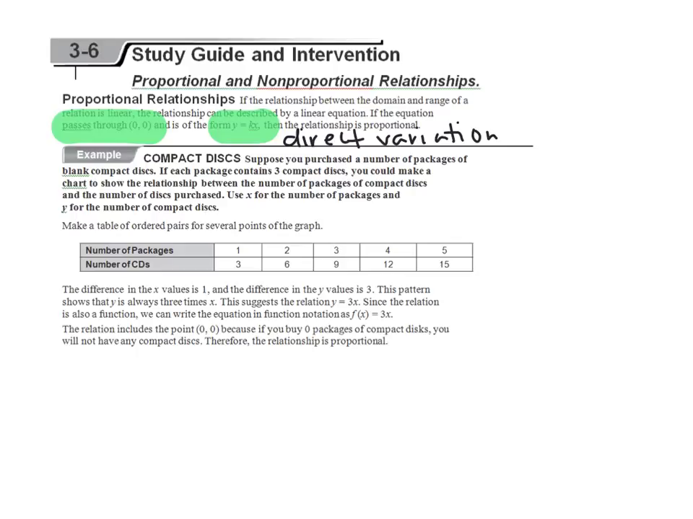So the difference in the X values is always going up by 1s, and the difference in the Y values is adding 3. Since the relation is also a function, we can write the equation in function notation as f of x equals 3x. This relation does include the point 0, 0 because if you buy 0 packages of compact discs, you will not have any CDs. Therefore, this relationship is proportional.